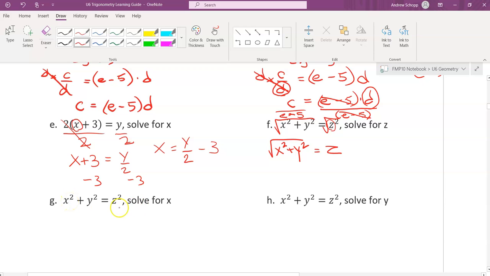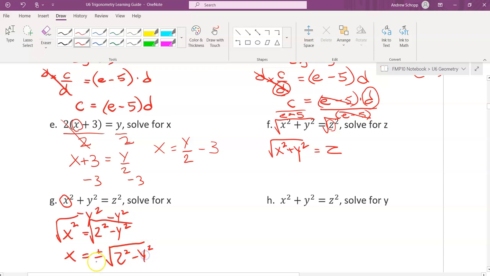For g, same question, except now we're looking to solve for x. You can see that x is being squared, and then we're adding y squared to it. So we should first get rid of the y squared. We have x squared is equal to z squared minus y squared. And then I need to take the square root of both sides. So x is equal to plus or minus the square root of z squared minus y squared. And I've included this plus or minus, but it's nothing for you to worry about right now. The positive root is all that we really need.